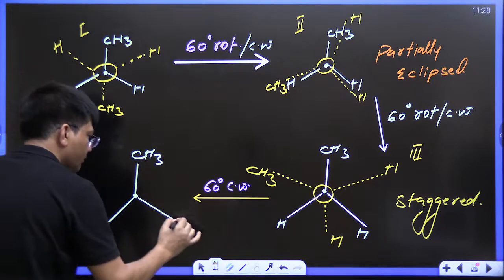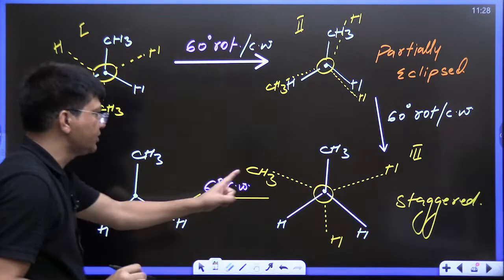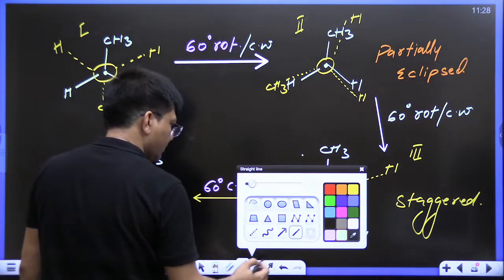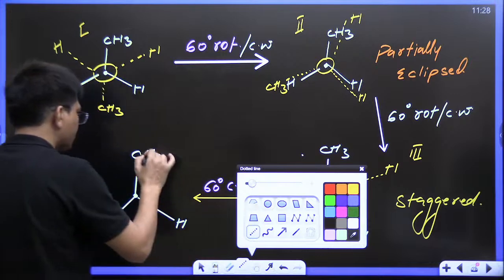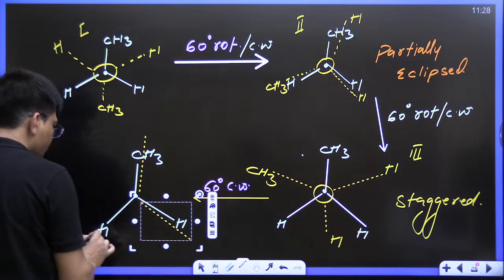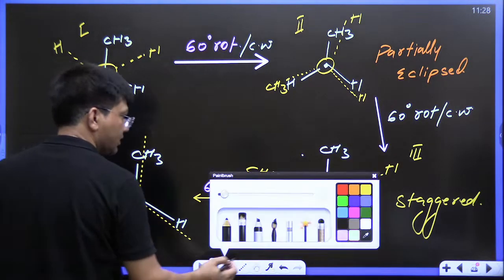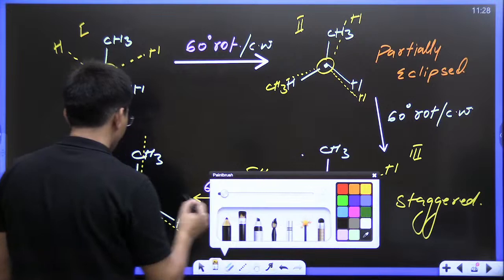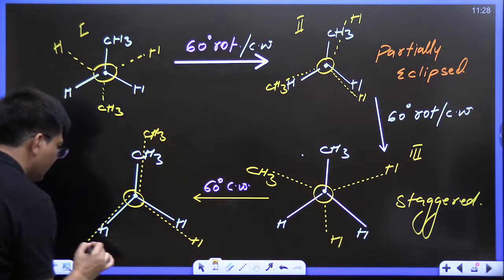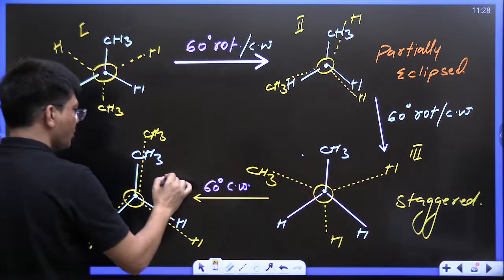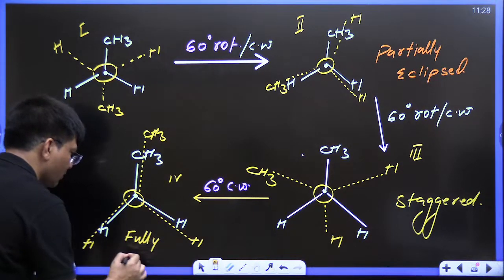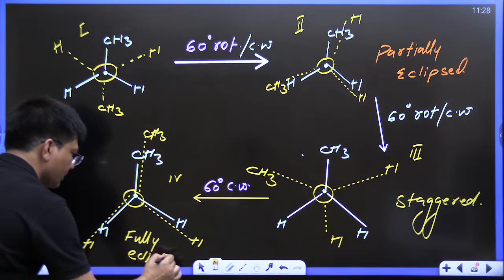Methyl, hydrogens. Now if I rotate by 60 degrees, this methyl will come along with the methyl, isn't it? Methyl will come along with methyl, and hydrogens will come. What are we going to call it, kids? We will call it fully eclipsed form. Fully eclipsed form, right? And this is the fourth structure. Fully eclipsed. This is going to be least stable or not?